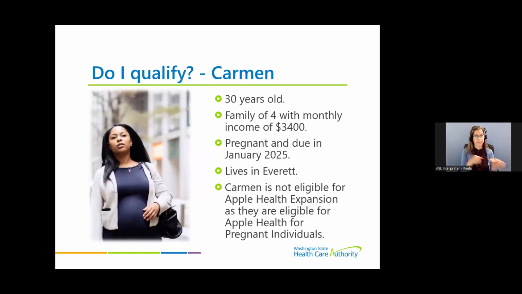Next slide. Carmen is 30 years old. She's a family of 4 with monthly income of $3,400 a month. She's pregnant and due in January of 2025. She lives in Everett. Carmen is now eligible for Apple Health expansion as they are eligible for the Apple Health for pregnant individuals.